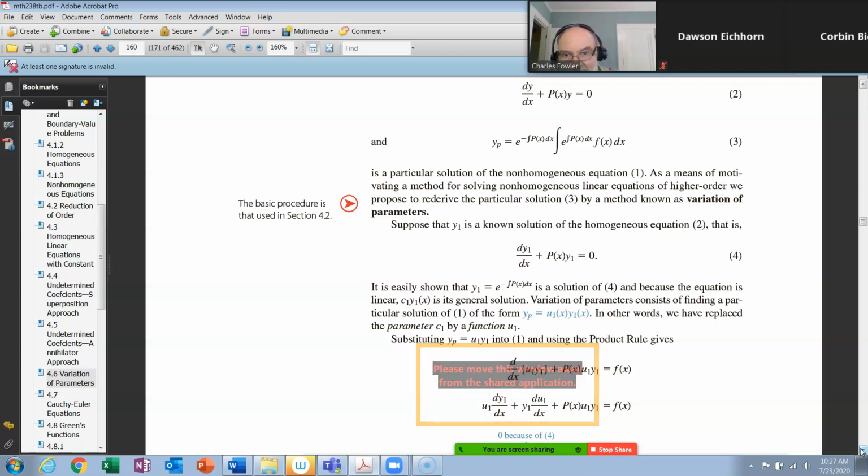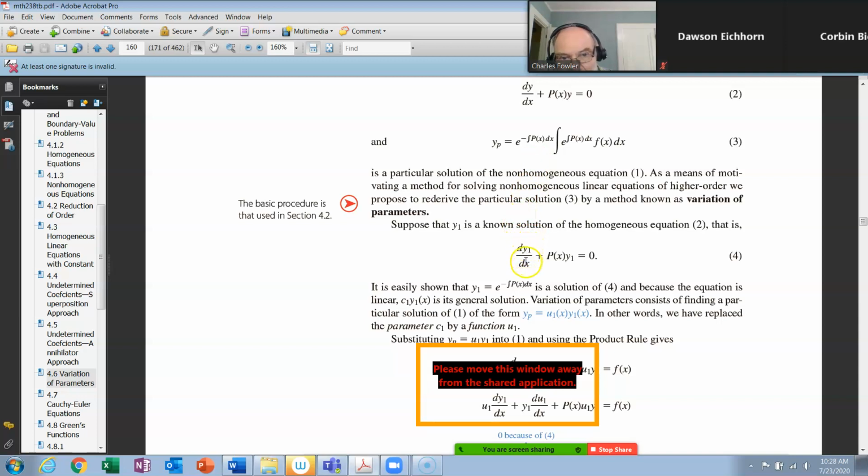As a means of motivating a method for solving non-homogeneous linear equations of higher order, we propose to derive a particular solution to this thing by a method known as variation of parameters. That's what the section is named, okay? Like I said, we're probably not going to get very far on this, but at least hopefully if you ever need it, you'll have a little bit of context to go back and study it. Suppose that y1 is a known solution for the homogeneous equation, this one. You know it works for this one, okay?